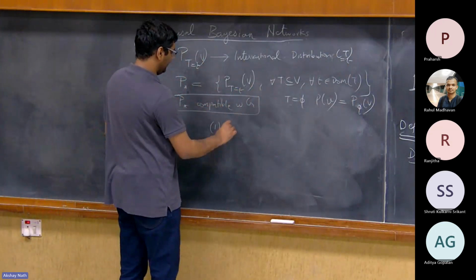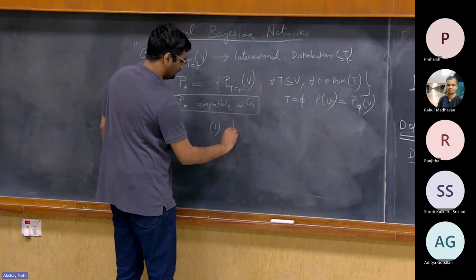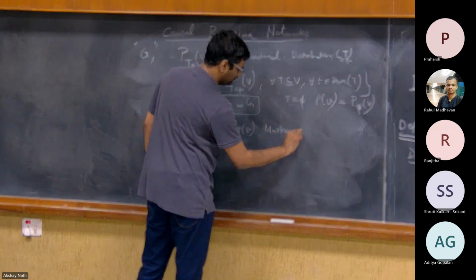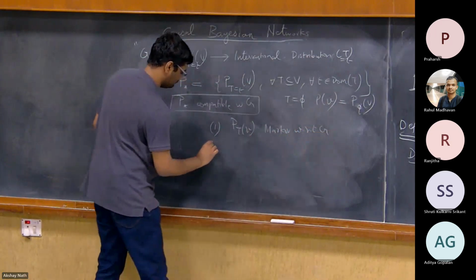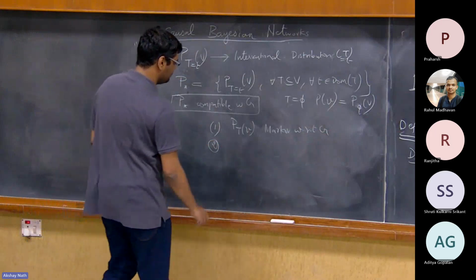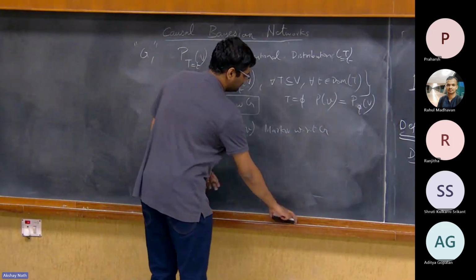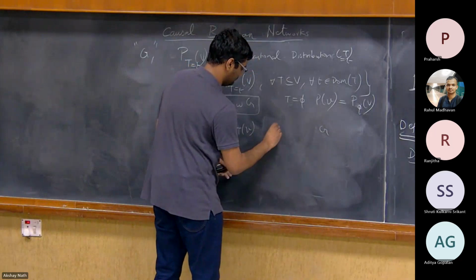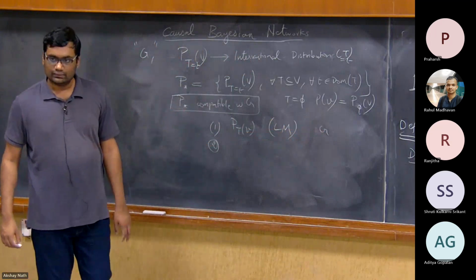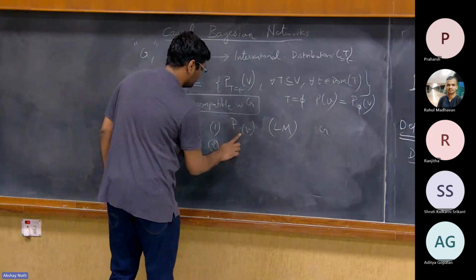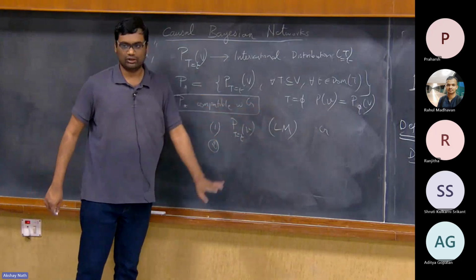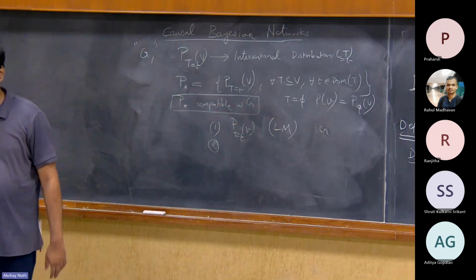Now, what's the first criterion? The first criterion is that PT of B is Markov, locally Markov, with respect to G. This is for all. From this family, you take any one of them, it should be locally Markov with respect to G. That's the first criterion.